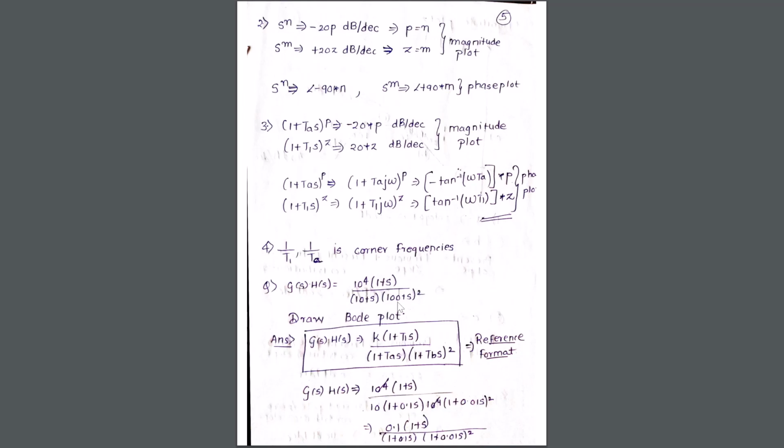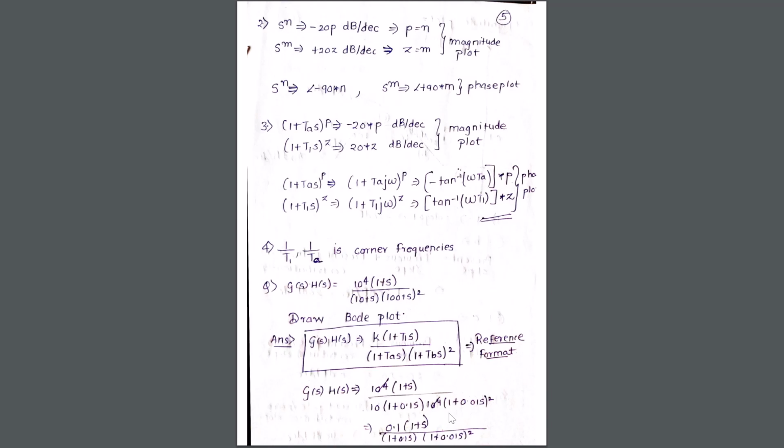Similarly, take the 100 outside. You will get 1 plus 0.01 into s, the whole square. And finally you will get this value in the standard format: 0.1 into 1 plus s upon 1 plus 0.1s into 1 plus 0.01s the whole square. I hope I am very clear to you.